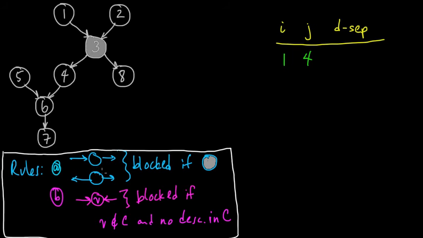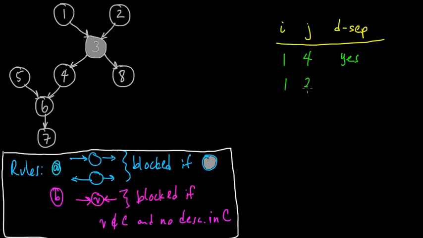Well, there's only one vertex on the path. It's 3. And does it satisfy one of them? So is it blocked? Does it satisfy A or B? Well, it's a head-to-tail relationship, so it looks like this one. And it's conditioned on, so it's blocked. So this is blocked, so this is d-separated. So yes, it is d-separated. And so we can determine that x1 and x4 are conditionally independent given x3.